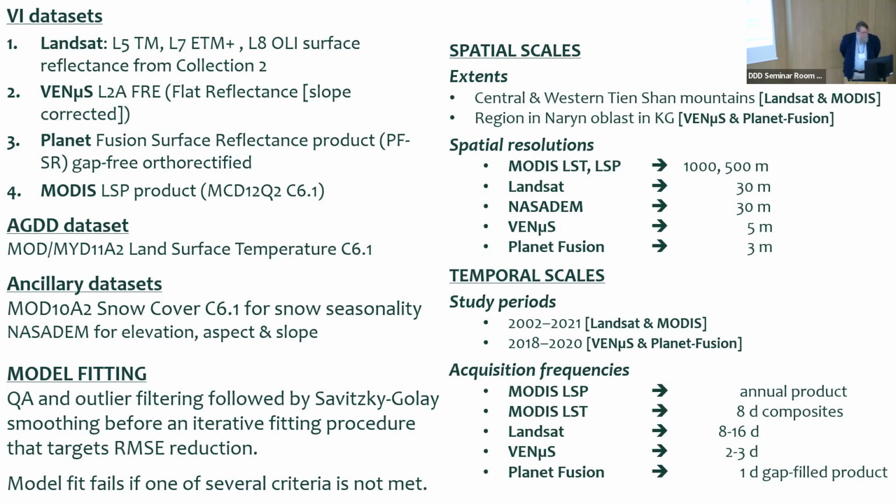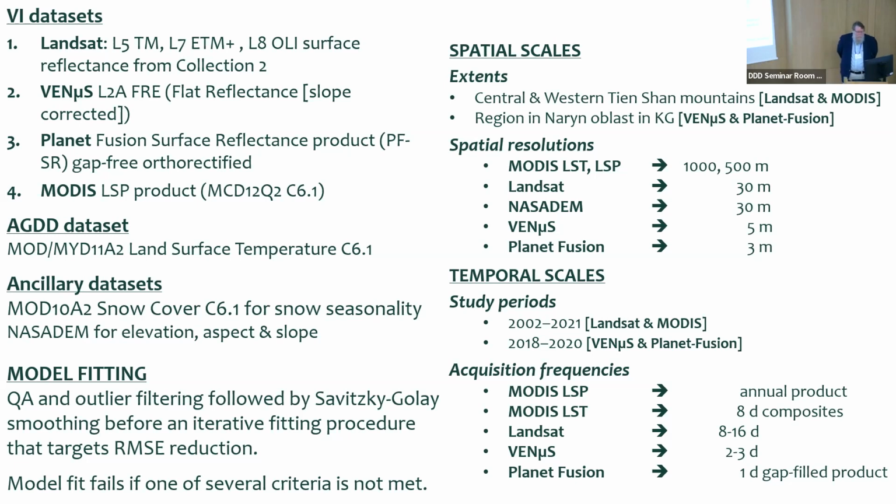And then the MODIS land surface temperature product. We're also going to look at snow cover and the NASA DEM for elevation, slope, and aspect. And there's a bunch of details in terms of model fitting. Won't go into. We see this range of spatial resolutions with MODIS.